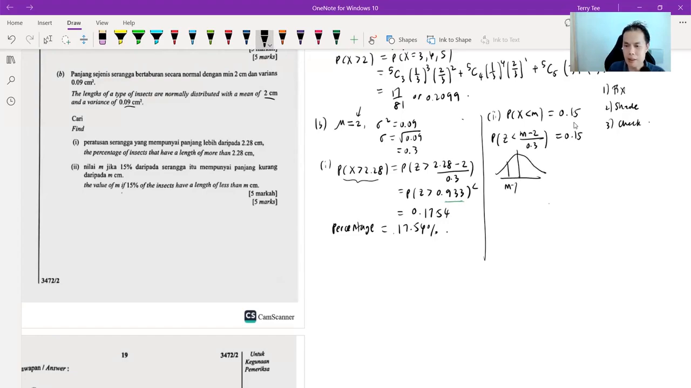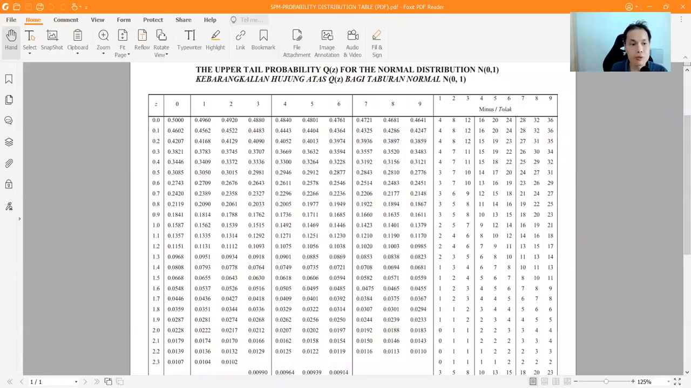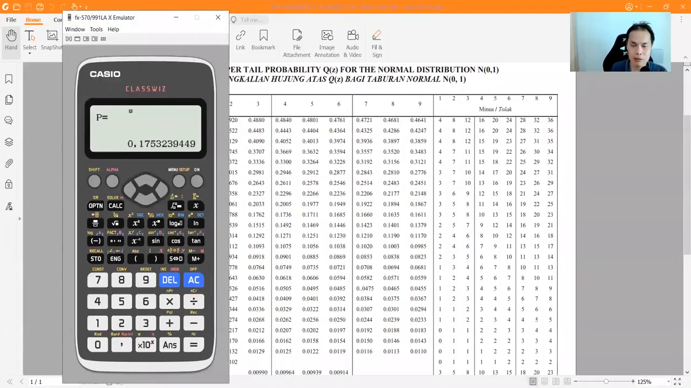So this is m minus 2 over 0.3. Less than, the region is over here. All right, I know this area can be 0.15. It makes sense. Okay, the next question is, how do I read this 0.15 thing? Okay, so reading backwards, right? This calculator, I'm sorry, is helpless. It cannot do anything, right? So we either use a mathematical table or we use this black calculator, the class-width calculator.